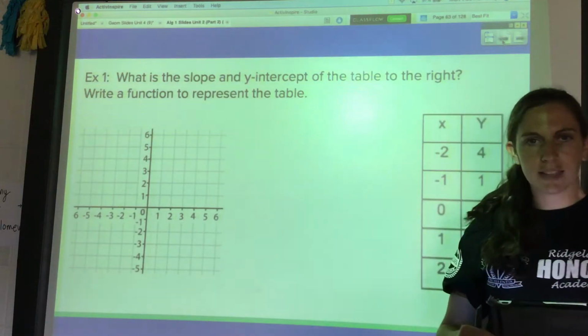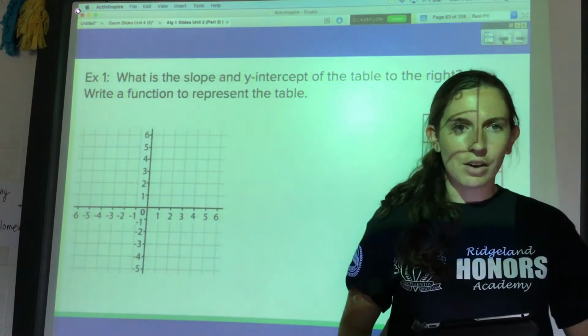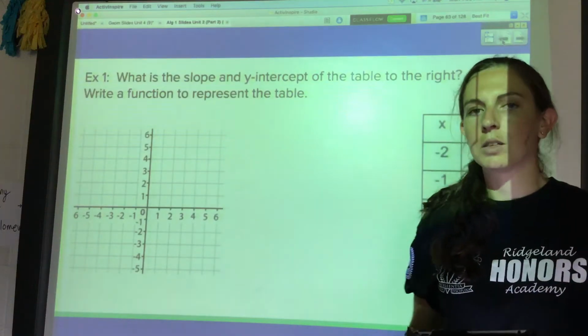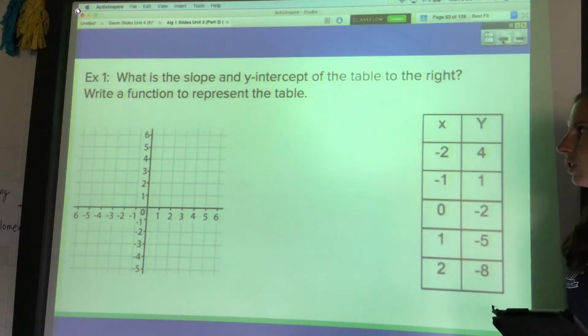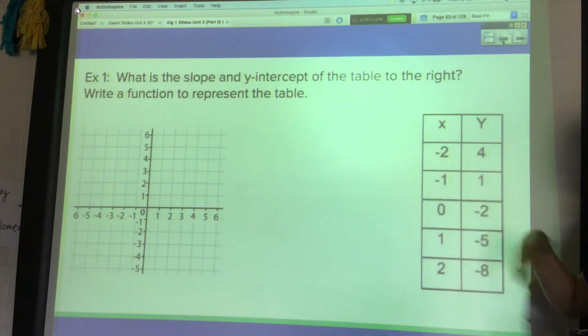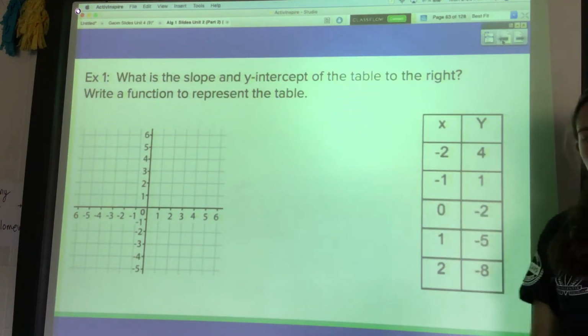We're going to go through 4 examples. These are on the handout that I gave you that has the practice on it as well. So for this one, first of all, it wants the slope and the y-intercept of this table, and then use it to write a function.